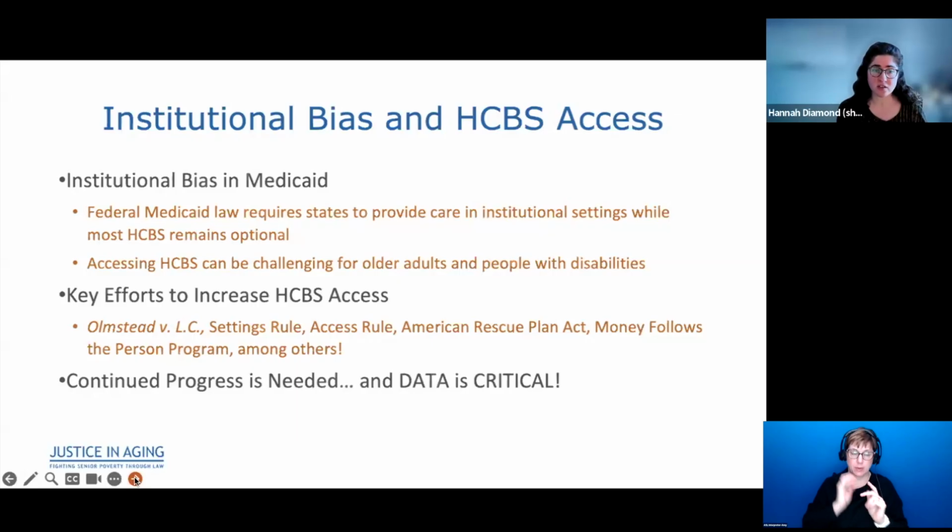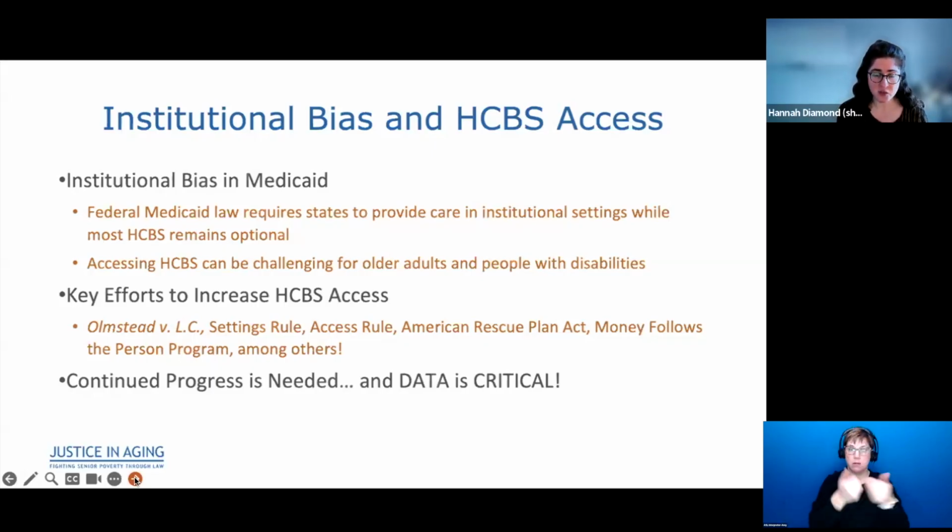There have been significant strides over the last few decades that have been made to address this institutional bias and to increase access to care in the community. I've listed some of those on the slide, and I just want to celebrate them. You have the Olmstead Supreme Court case. This case affirmed individuals' rights to receive services in the least restrictive setting possible. You have federal rulemaking, such as the settings rule, which differentiates home and community-based services from institutional care.